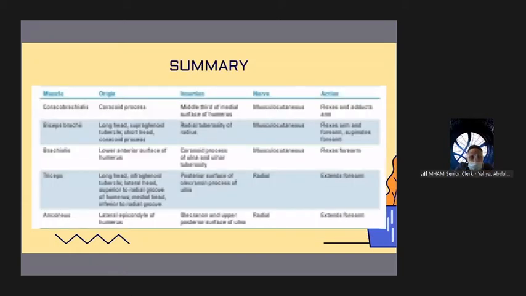In summary, when we talk about muscles, we are quite familiar with the abbreviation IONA: insertion, origin, nerve, and action. The blood supply and innervation will be discussed by my colleague later on.